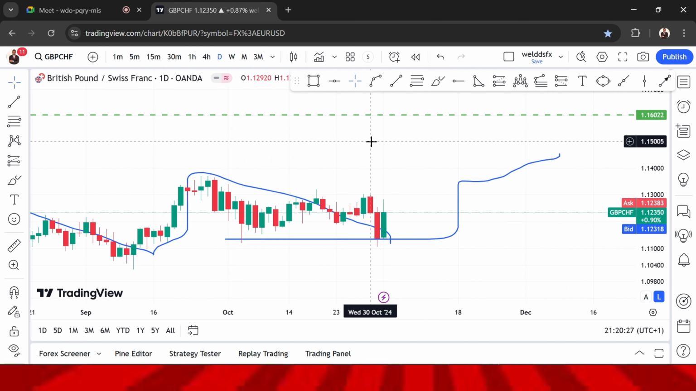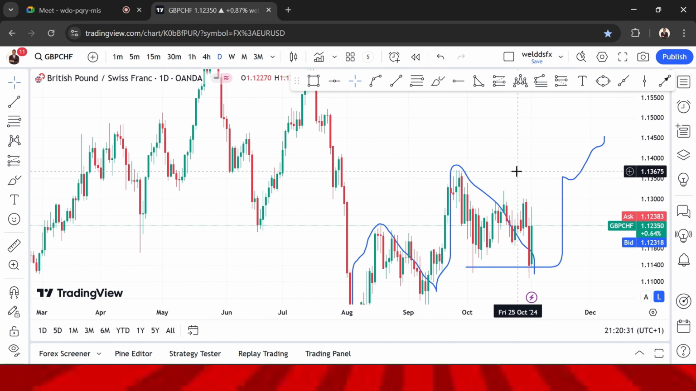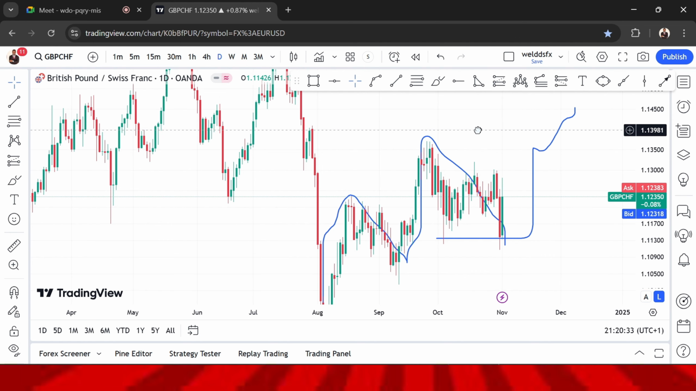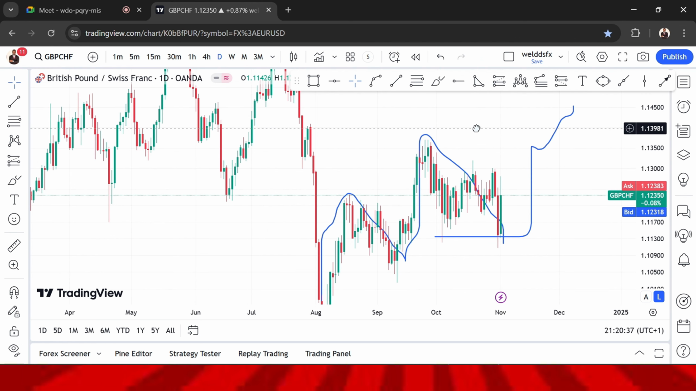Then if you come to the daily time frame, what do we see there? On the daily time frame, you can just see this thing is clear. If you had seen this on Friday, you would have taken this trade. I didn't enter this trade.